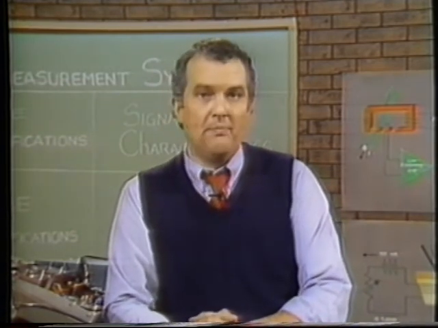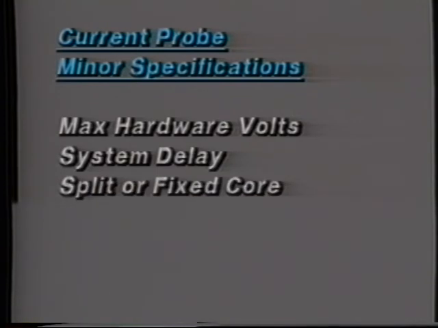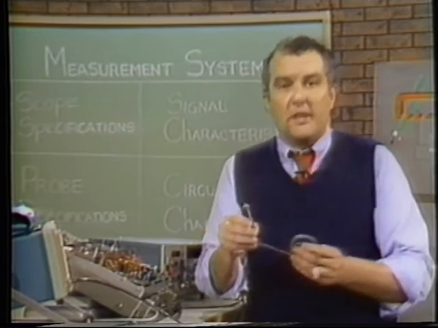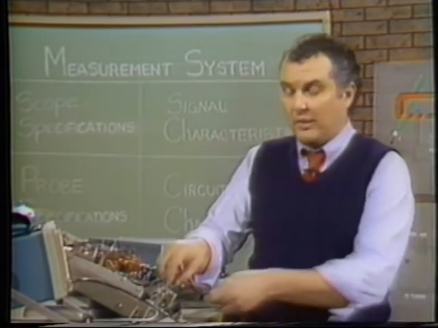over a voltage probe. As with voltage probes, minor specifications may become important for your application. They include maximum hardware volts, a safety consideration, system delay, split or fixed core, probe size, and maximum conductor diameter, or how big a wire can you get a hold of with this probe. This AC-only responding current probe, for example, has a rise time of 350 picoseconds and a bandwidth of 25 kilohertz to 1 gigahertz. Its insertion impedance is only 1 milliohm shunted by 6 microhenries.